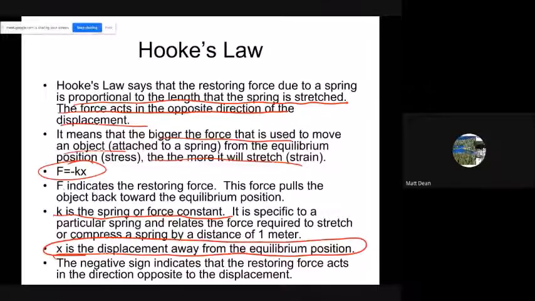Now you notice that negative sign in the equation. That negative sign is there because the force is always in the opposite direction of the displacement. k is always going to be a positive number. So if x is negative, that tells you the force is going to be positive. On the other hand, if x is positive, that tells you the force is going to be negative. Those are always going to be in opposite directions. So Hooke's law, the equation for the restoring force of a spring, is equal to negative spring constant times displacement away from equilibrium position.